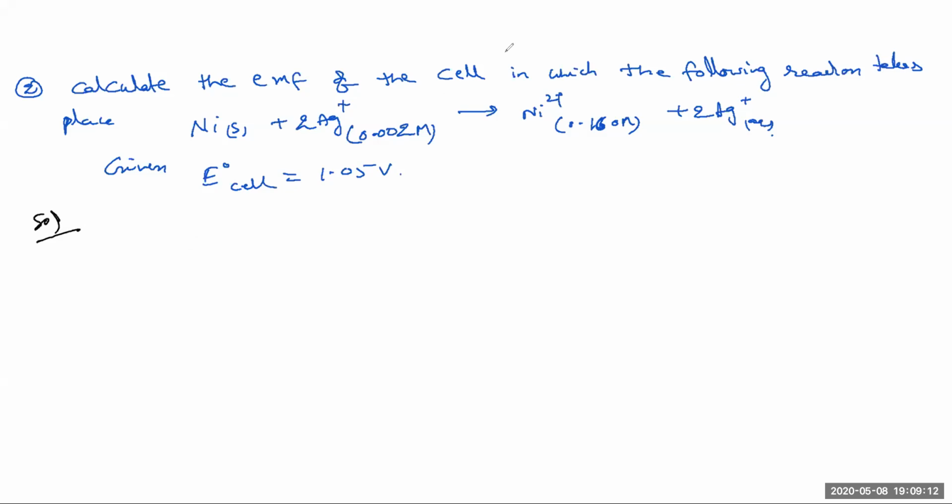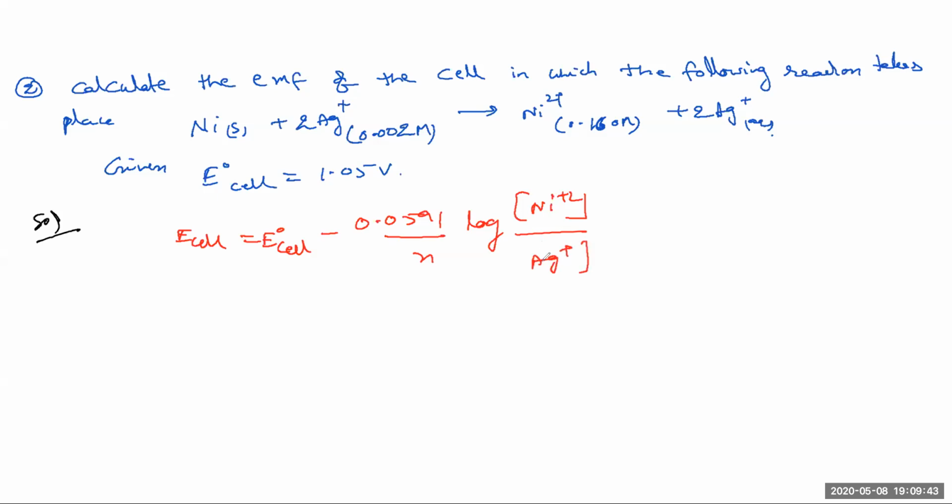So I'll give the formula, you can all calculate. Our formula is E cell is equal to E naught cell minus 0.0591 by n into log of, okay, anode, that is nickel 2 plus, and cathode, that is Ag. All of you, values are there, formula is there, substitute and calculate and tell the final answer.